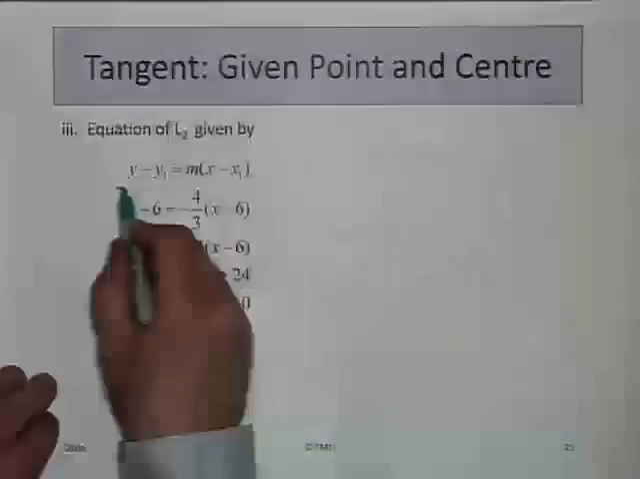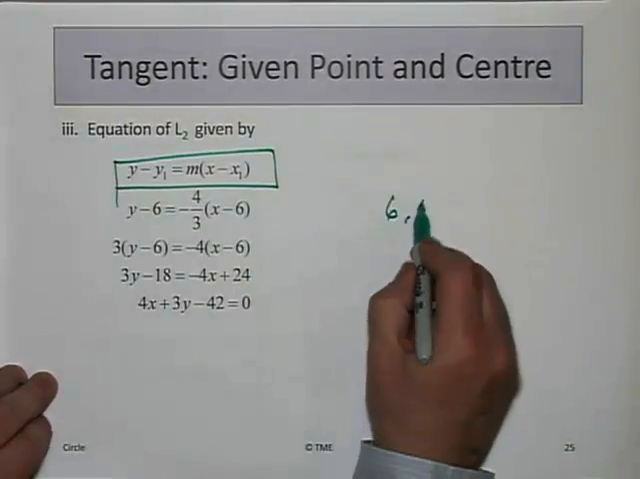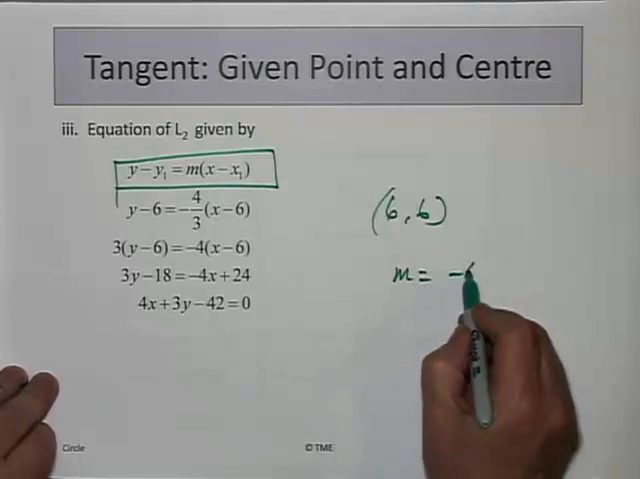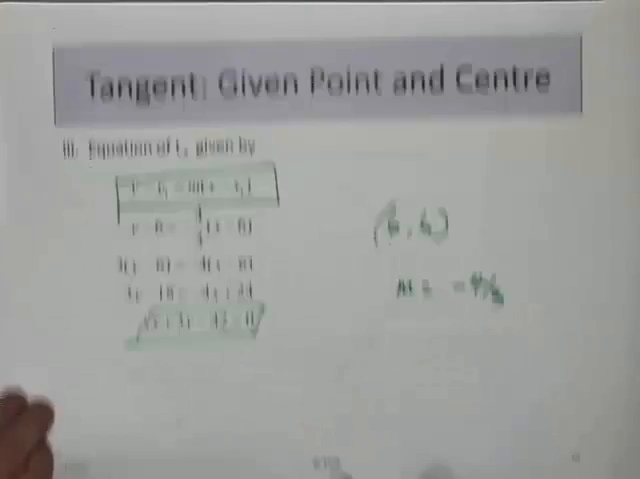So the equation of the line, I got from looking up the formula page. I had the point 6, 6. I knew the m was minus 4 over 3, and I got the equation of the line. And that's the end of circles.